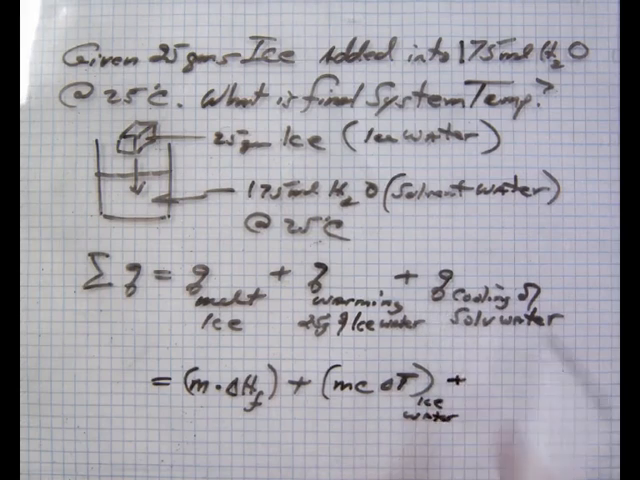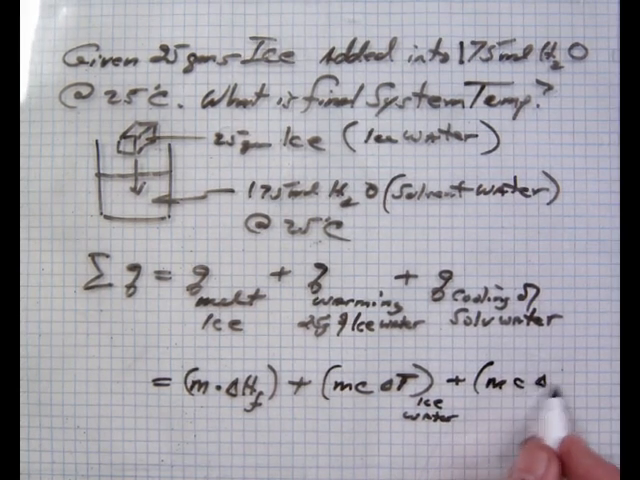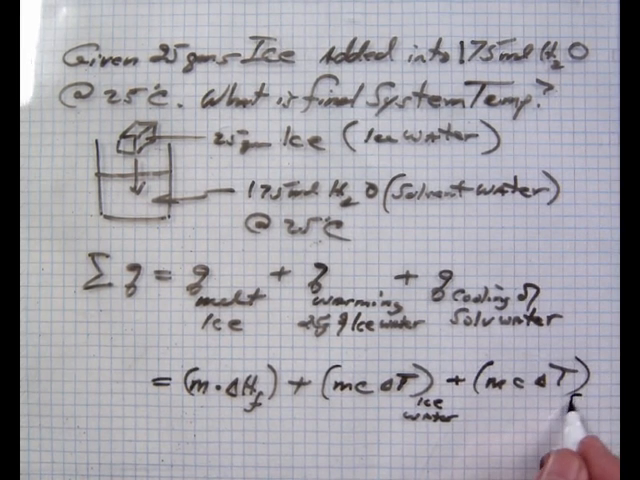So this is ice water. And then you're cooling the solvent water, which is a temperature change, and it's MC delta T, T final minus 25, because your initial was 25 degrees going down to something if it changes. Hopefully it will. So this is your solvent water.